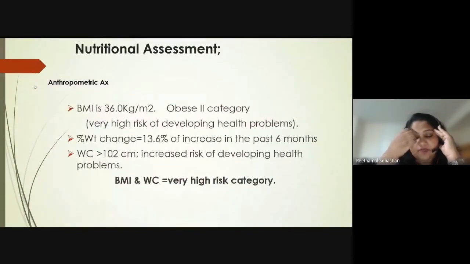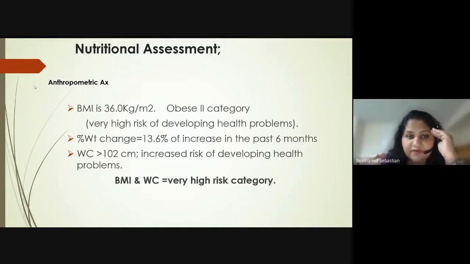So based on the anthropometric measurement, we are calculating the BMI. When you see the BMI, you can see he is in the obese class 2 category, right? Very high risk of developing health problems. And as I mentioned, he has gained 13.6 percent weight in the last 6 months.